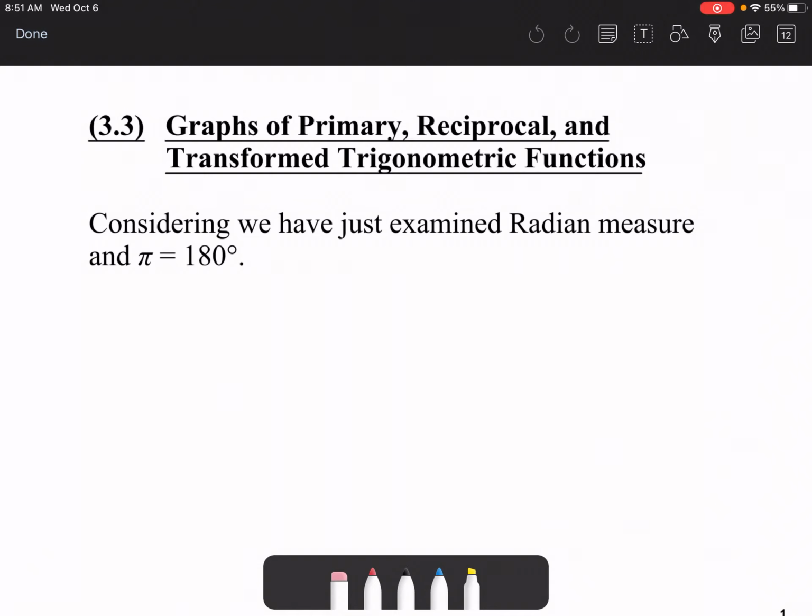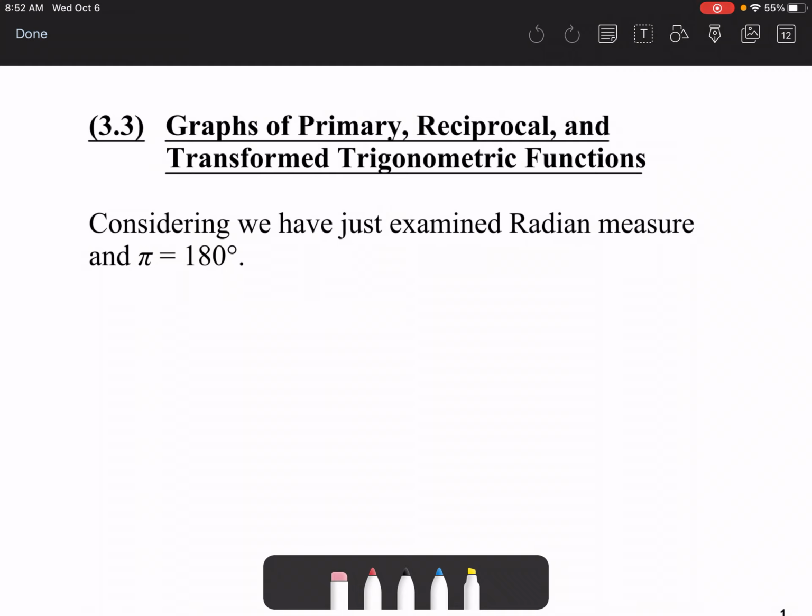Hello and welcome to lesson 3.3, graphs of primary, reciprocal, and transformed trig functions. Just recently we examined how radian measure is a better alternative to degree measure, and that pi radians is equal to 180 degrees. We're going to use this today to graph sine, cosine, tangent, and also cosecant, secant, and cotangent functions, and realize how to look at them.